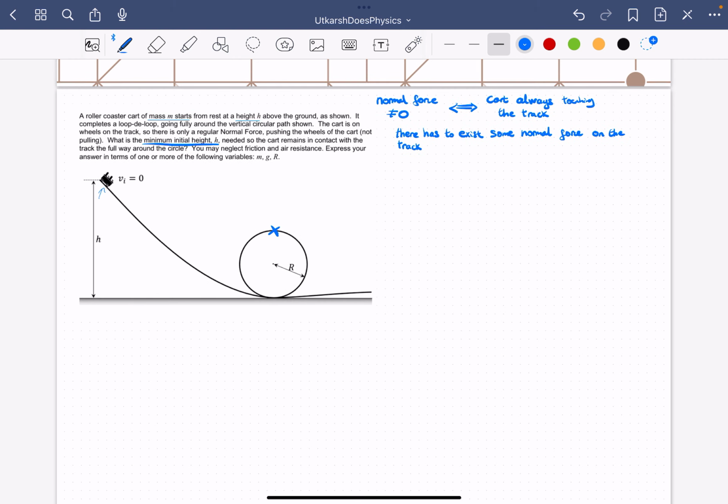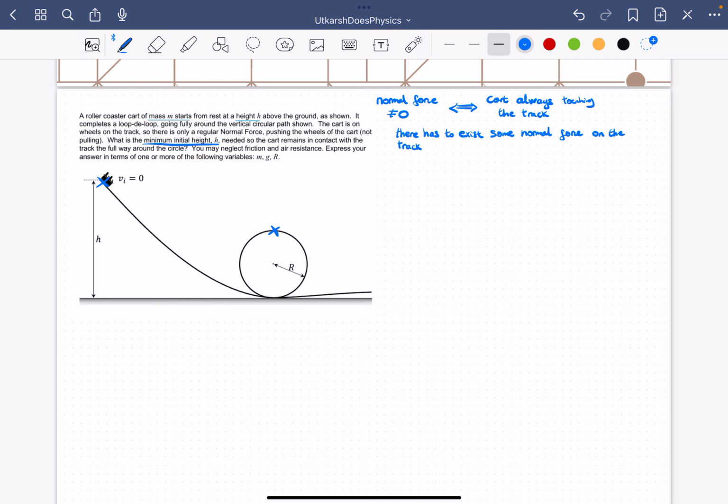That comes from physical intuition, and as you solve more of these problems, you're going to realize where you should be focusing your energy. So picking a point like this would just come with practice. The other point of interest for us is where the cart starts, because they want to know what the minimum initial height is. So we're going to have to care about where this point is as well.